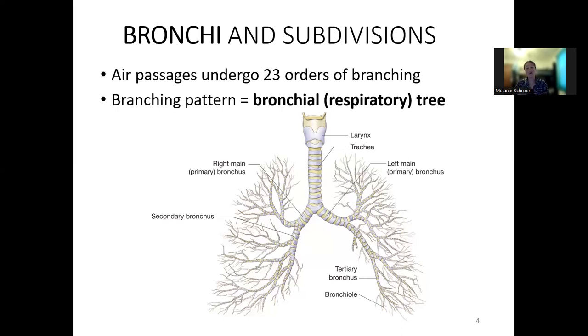Okay, so in the next video, we're going to talk about how the wall of these airways changes as we get deeper and deeper into the lungs.